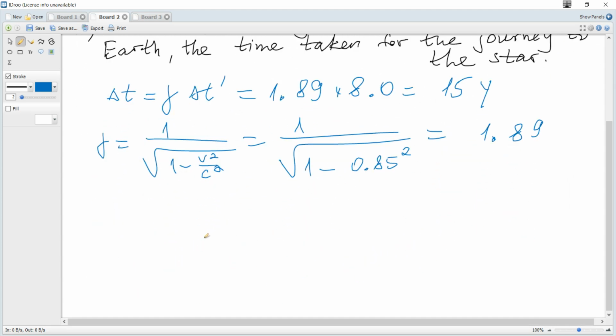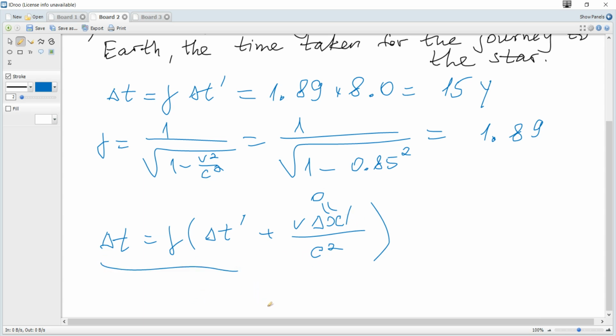Or you may use this formula, delta t is gamma delta t prime plus v delta x prime over c squared, and delta x prime is 0 because two measurements are made at the same coordinate in the spaceship, and primed is the moving reference frame, and you can see that you get absolutely the same formula.